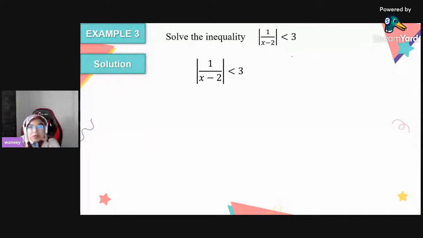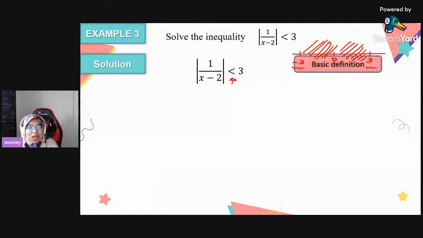Okay, so the basic definition, this is 0. The distance should be 3. This is -3. Okay, so I want them to be less than 3. So this is 0 until 3. Less than is somewhere over here, less than is somewhere over here as well. Therefore, 1/(x-2) will be in between -3 and 3. Okay, so kita buka in between.